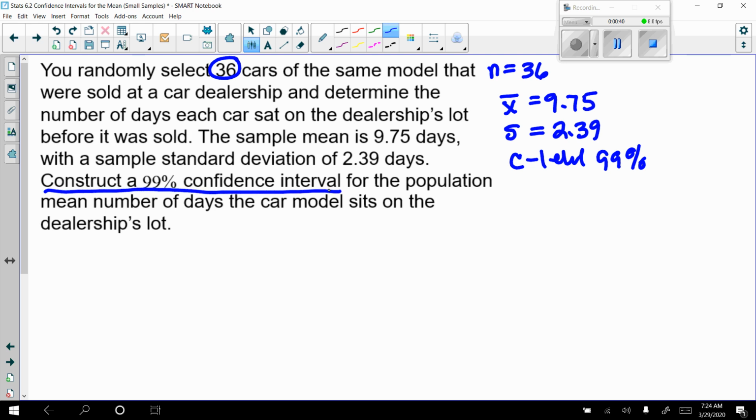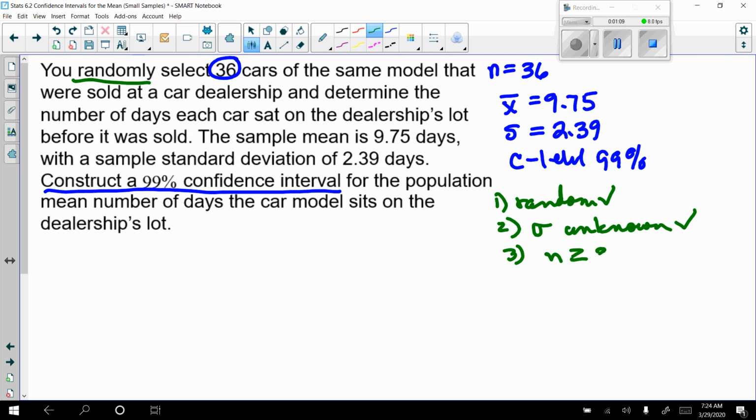Okay, so let's check our conditions. First of all, it is random. We do not know the population standard deviation. And they tell us that n is 36, which means n is greater than or equal to 30, so we can proceed.